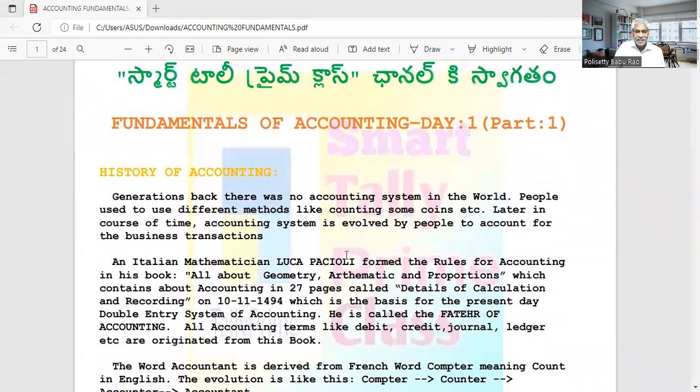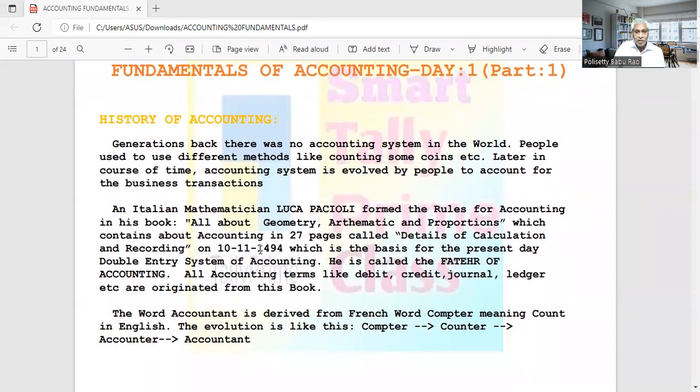So at that time, in 1494, an Italian mathematician called Luca Pacioli, remember this, Luca Pacioli, formed the rules for accounting in his book on geometry, mathematics, and proportions, because this is a matter related to mathematics. So he wrote the book.